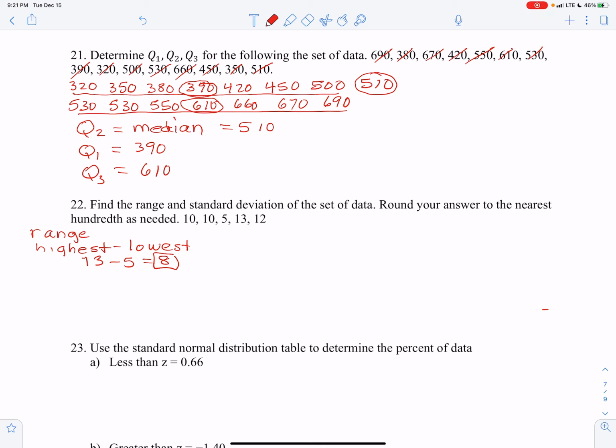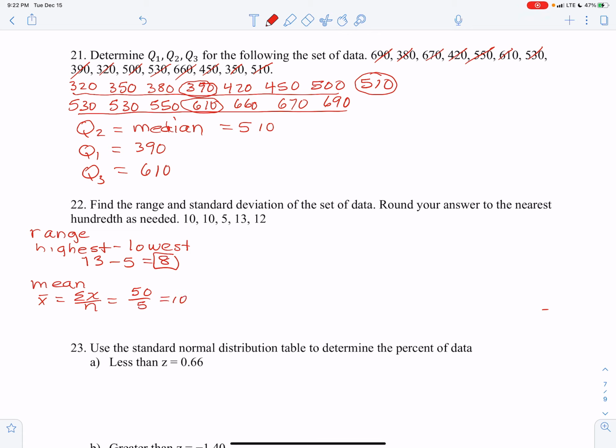it's just the average difference between each of the data items and the mean. So we have to first find the mean. So to find the mean, we're going to add the values, divide by the total number of values. So if I add those values, I get 50. And if I count the values, there's 5 values. So I have a mean of 10.